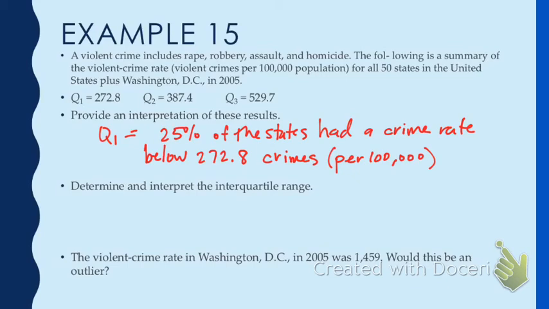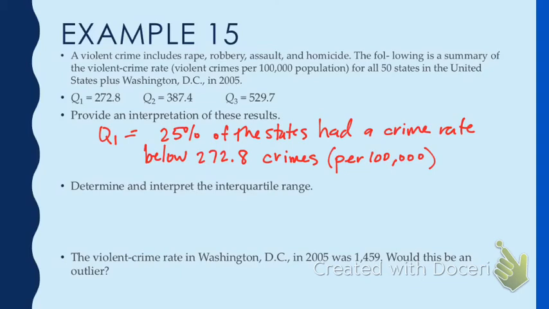What would that look like for Q2 and Q3? We don't need to write them all out, but how would that be different? It's 50 and 75%. Q2 would be the 50%, would be below that number, and then the Q3 would be what? Yeah, 75%. The next one says determine and interpret the IQR. So what would that look like?